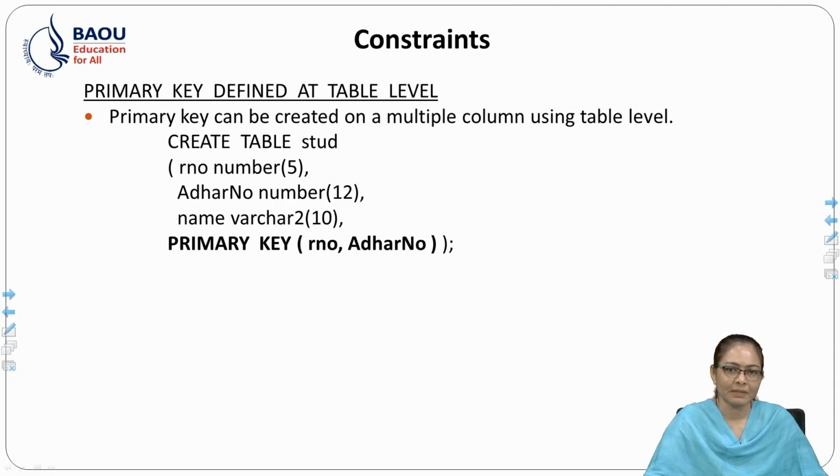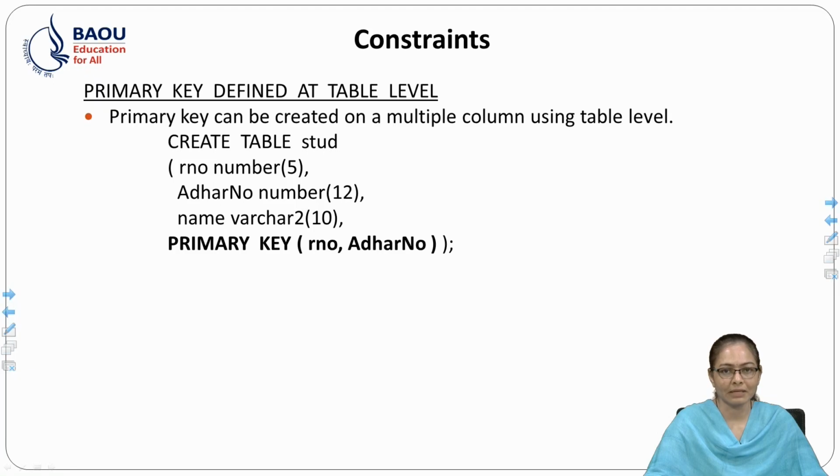For example, create table student, in the bracket roll number, size 5, then comma, Aadhaar number, in the bracket 12. Name column, data type is varchar2 and size is 10. At the table level, the primary key is defined like primary key in the bracket roll number, comma, Aadhaar number. Both columns become a primary key. Here, we make the combination of two columns, roll number and Aadhaar number, a primary key.